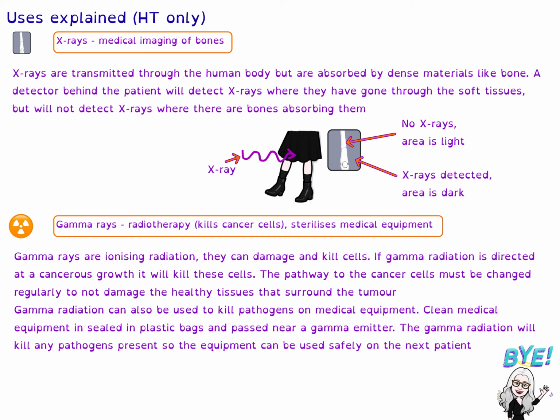Clean medical equipment in sealed plastic bags is passed near a gamma emitter. The gamma radiation will kill any pathogens present so the equipment can be safely used on the next patient.